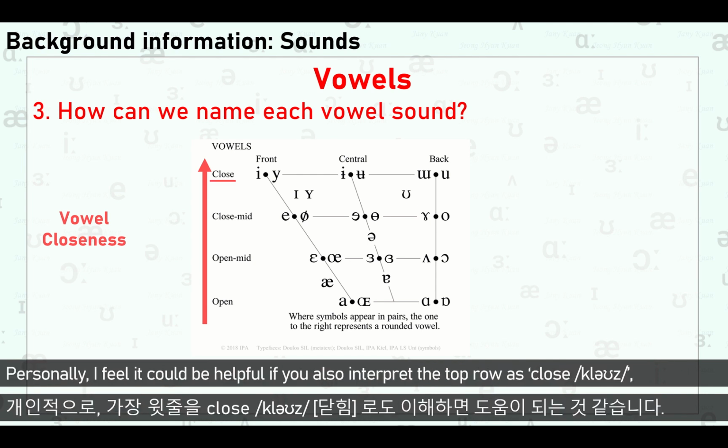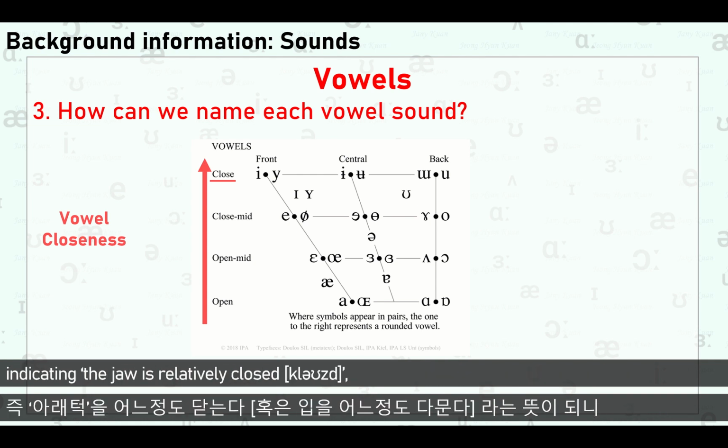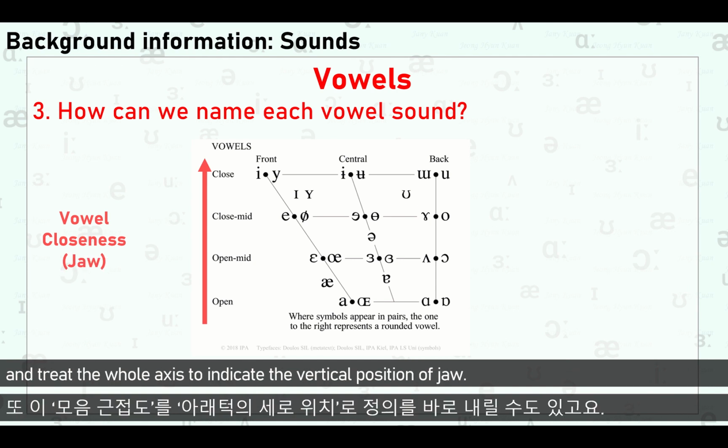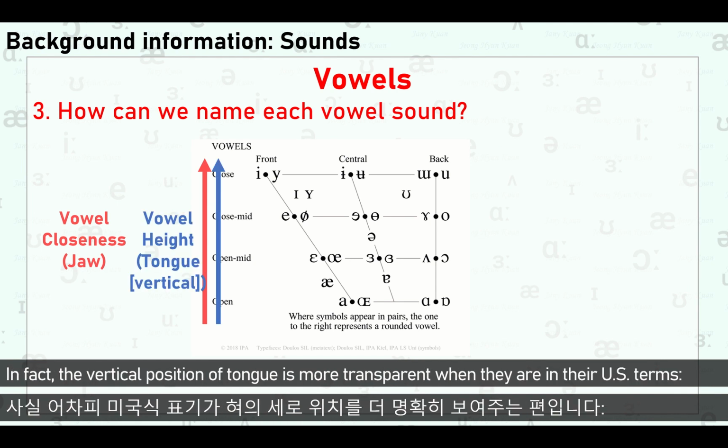Personally, I feel it could be helpful if you also interpret the top row as close, indicating the jaw is relatively closed, since then it could make sense to be the counterpart of open. And treat the whole axis to indicate the vertical position of jaw. In fact, the vertical position of tongue is more transparent when they are in their US terms.